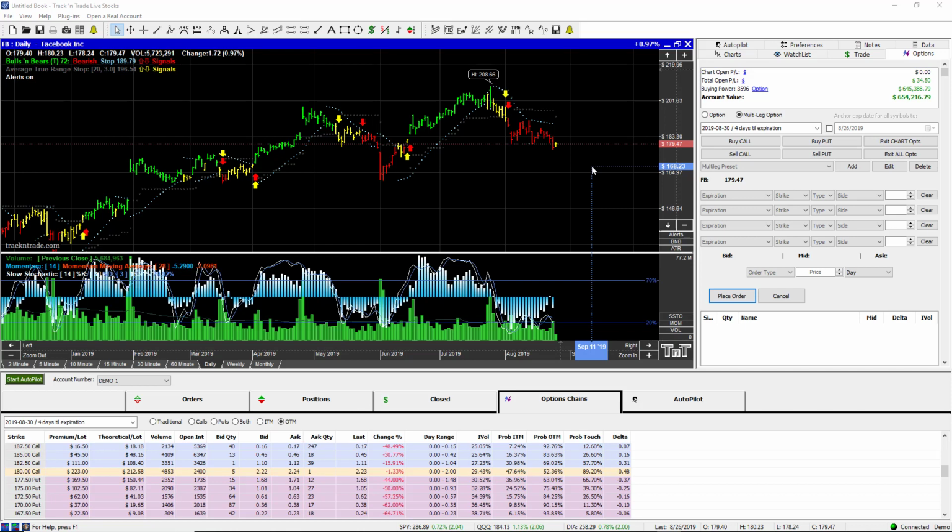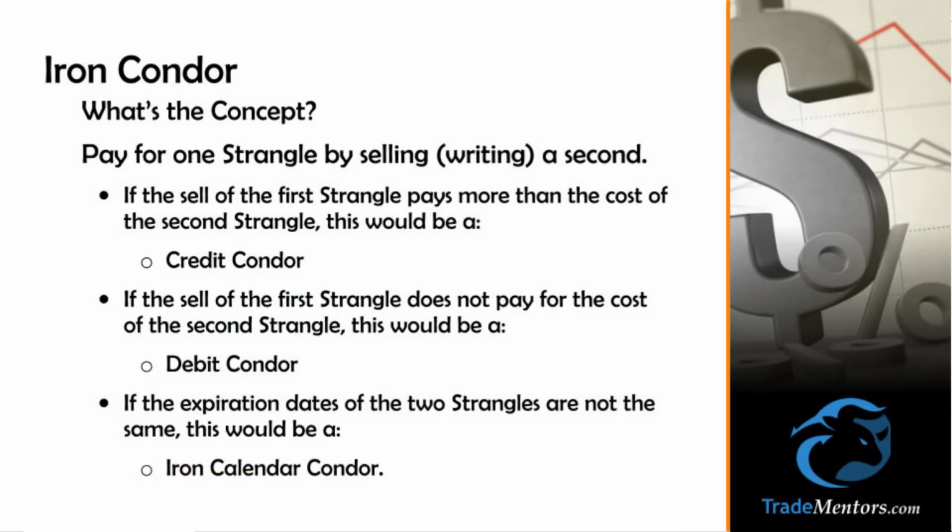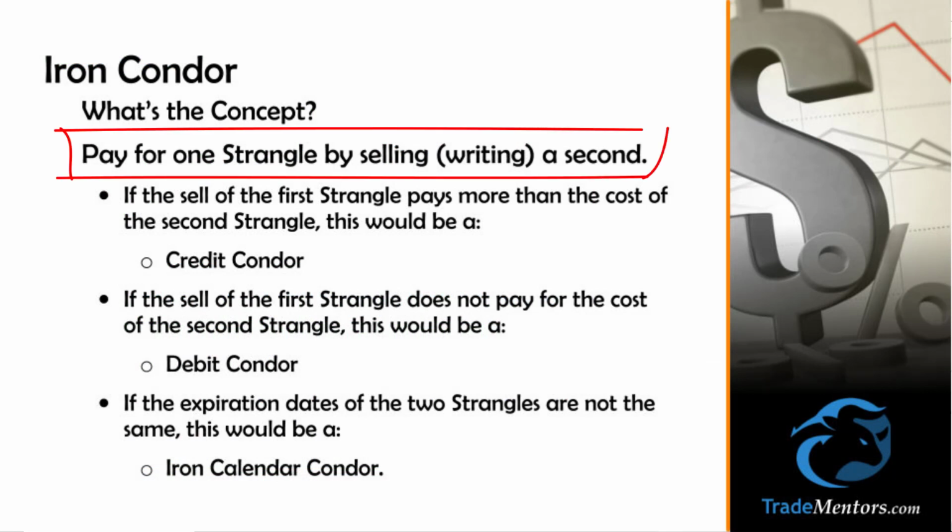Just remember, the most difficult part of trading options is remembering the names of the strategies. Again, this sounds more complicated than it is. It will make more sense once you see me actually put the strategy on. So here's the concept. What's the concept here? With our iron condor, we're going to pay for one strangle by selling or writing a second strangle. That's really all there is to it.